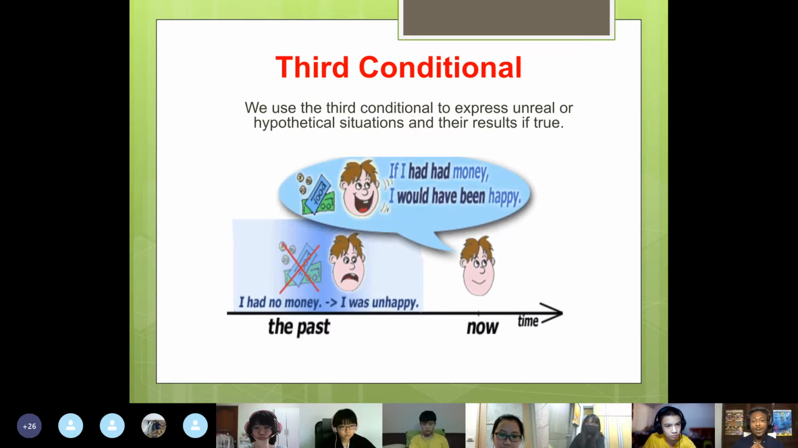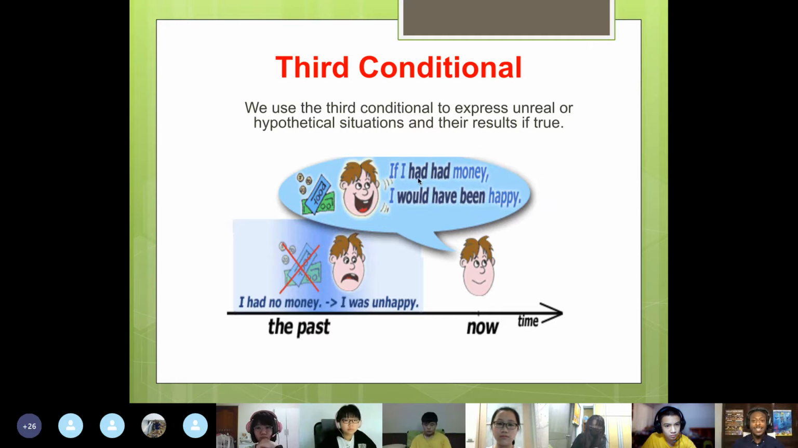So let's look at our picture here. All right. So look, here's our friend, and it says in the past. So before, he didn't have money and he was unhappy. So this was what was true. This is what was true in the past, that he didn't have money and he was unhappy. So if we use the third conditional, we could talk about what would have happened if he did have money.